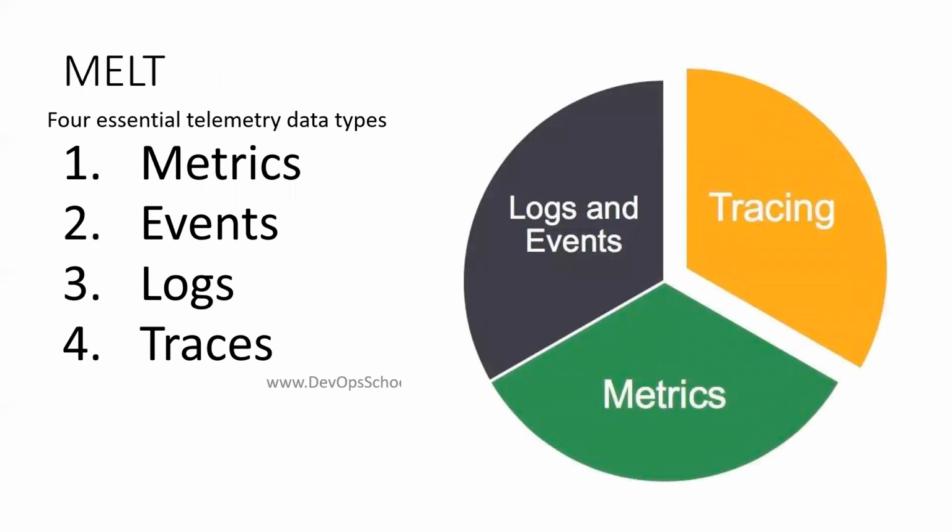If someone asks you, okay, you want to set up observability, that's a very good initiative, but what kind of data do you want to gather? We should say MELT. MELT: M for metrics, E for events, L for logs, and T for traces. If you gather all these four kinds of information, that means you are closer to setting up observability.